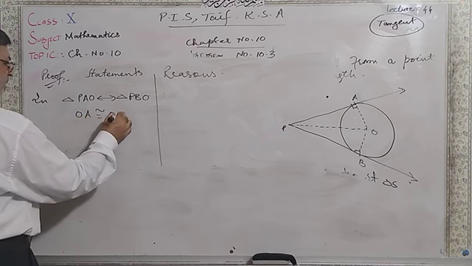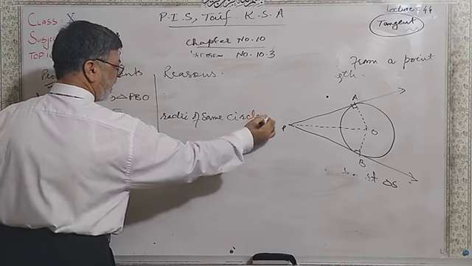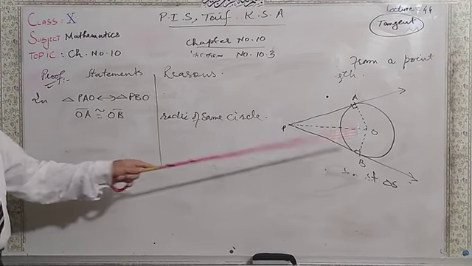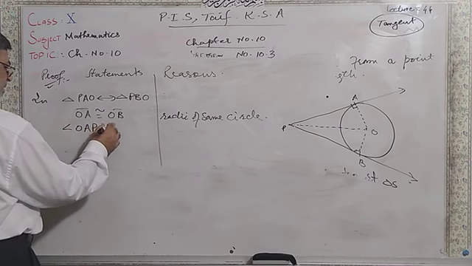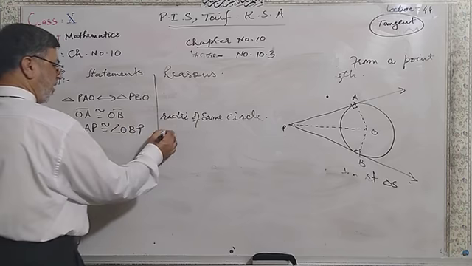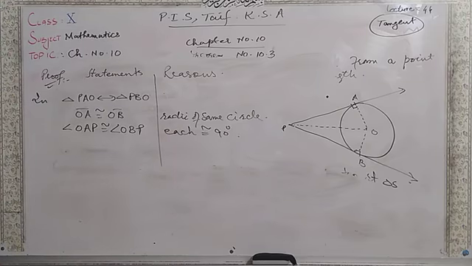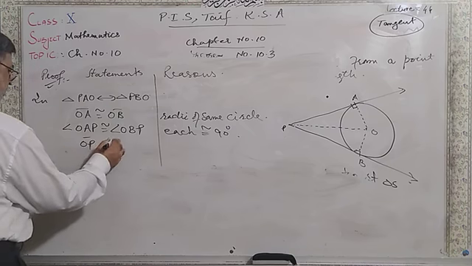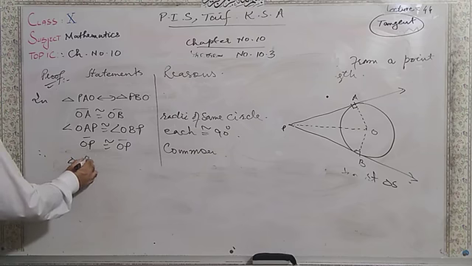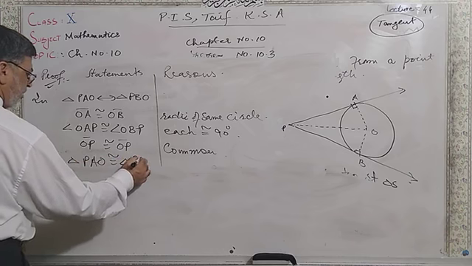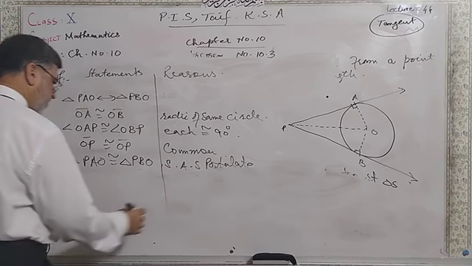OA is congruent to OB, radii of the same circle. Angle OAP is congruent to angle OBP, each equal to 90 degrees, or you can say it is given. Also, OP is congruent to OP, common. Therefore, triangle PAO is congruent to triangle PBO, by the side angle side postulate.